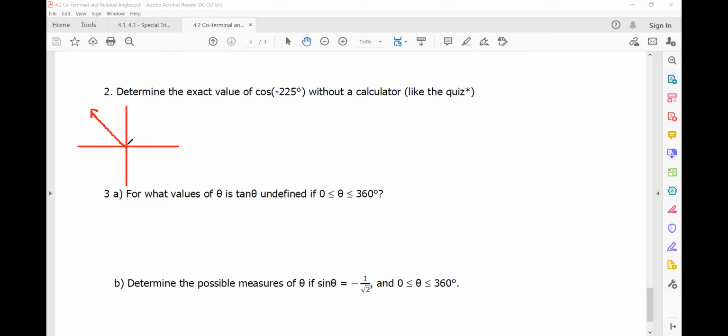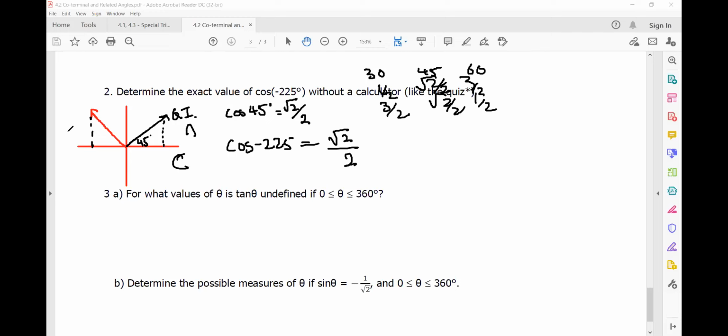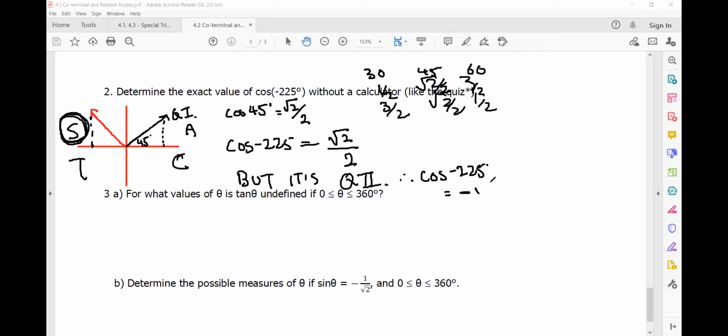Except CAST. The only ratio in quadrant 2 that's positive is sine. Therefore, cosine of negative 225 degrees is actually negative root 2 over 2.